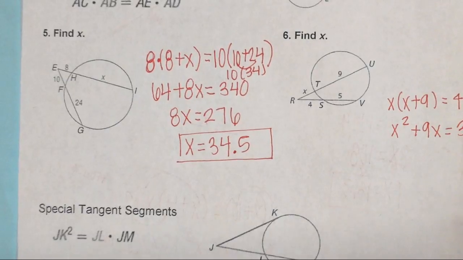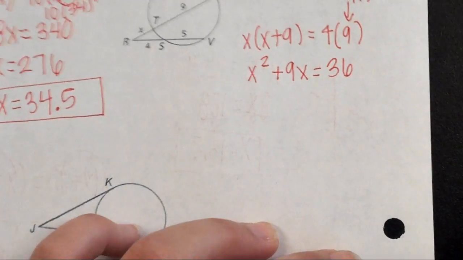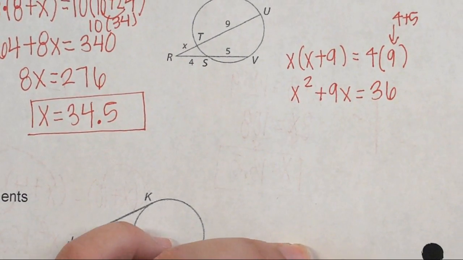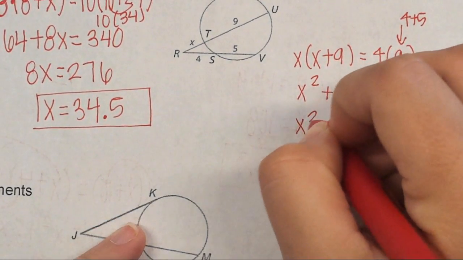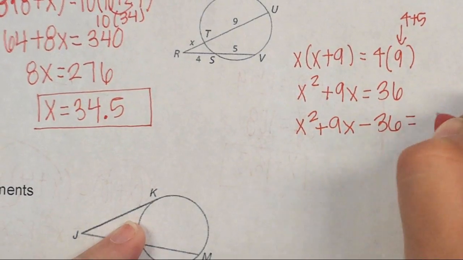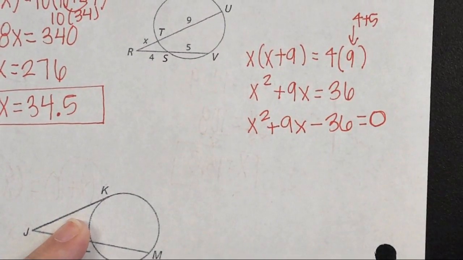Okay. Did you get to this point? Okay, now I have some bad news for you. Those x squareds are not canceling out, right? Which means I'm going to have to subtract the 36 over here and set it equal to 0. What does that look like?